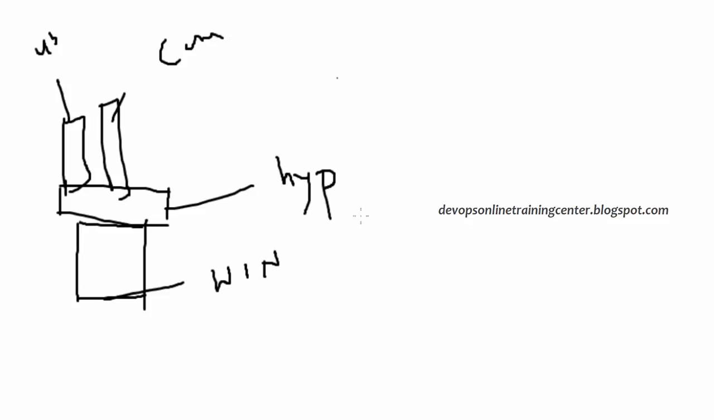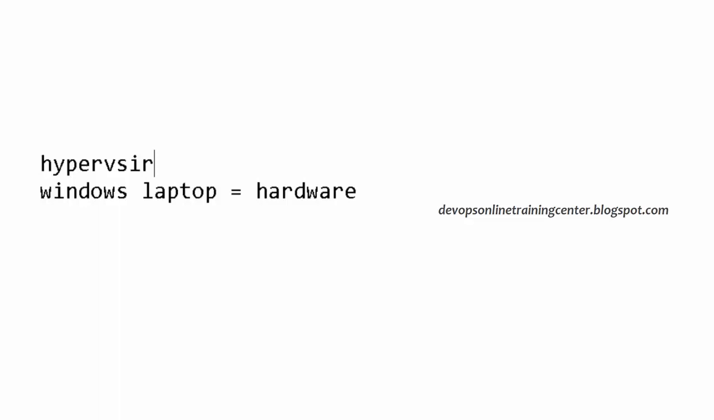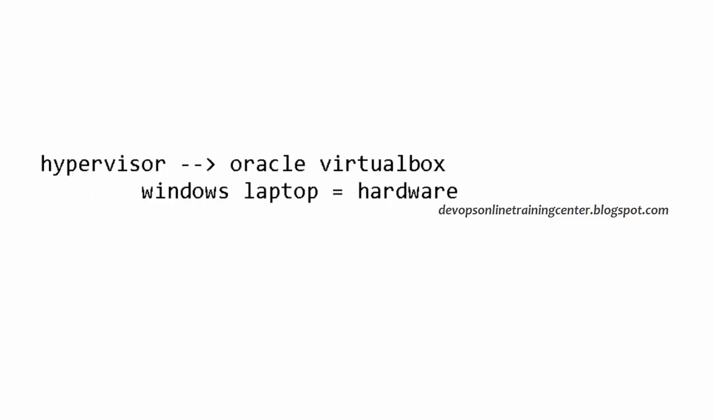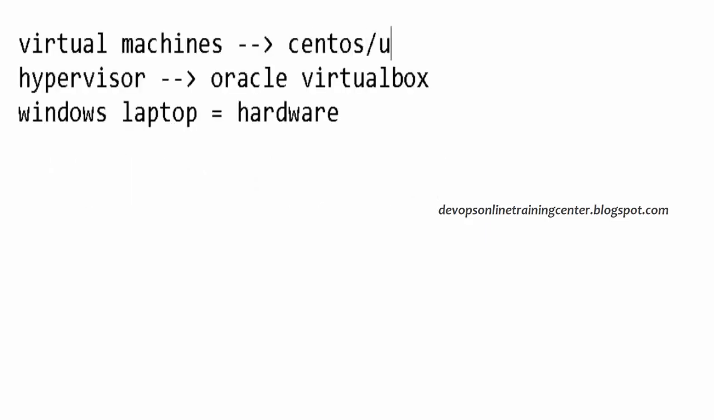Right, so who is acting as hypervisor here? How did we virtualize the hardware? So let us say this is your Windows laptop hardware, right? On top of that we have the hypervisor installed. So who is acting as hypervisor here? This is nothing but your Oracle VirtualBox, right? So on top of that we are creating the VMs, right? So this might be a CentOS or Ubuntu.